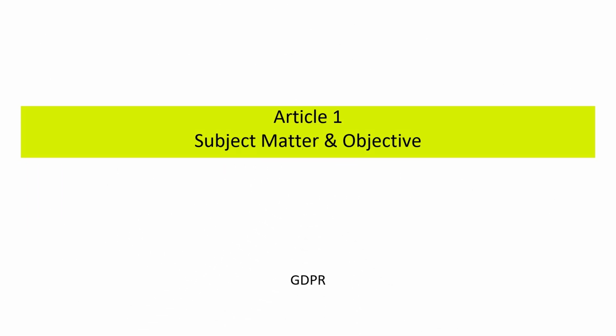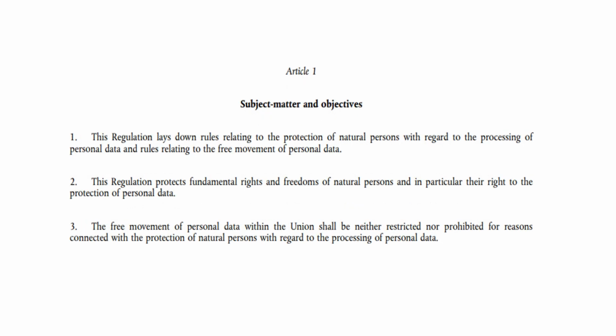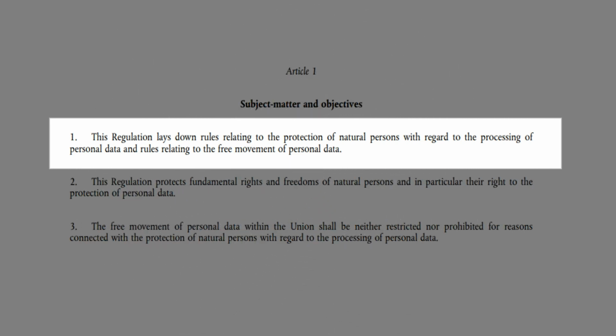In this lecture, we will discuss Article 1, which prescribes the subject matter and objective of the GDPR. Let us now discuss Article 1 in detail. You can see the extract of Article 1 on the screen. Article 1 has a total of 3 clauses. Let us read the first clause.